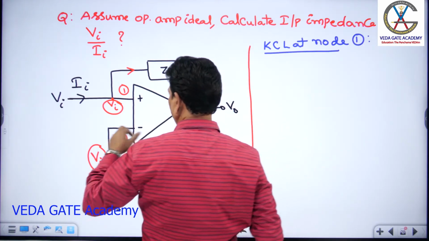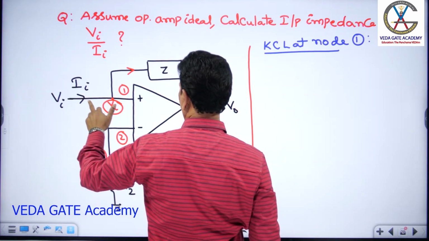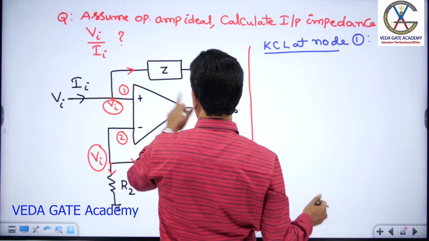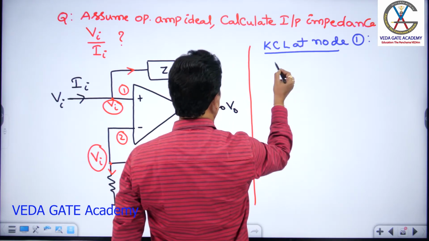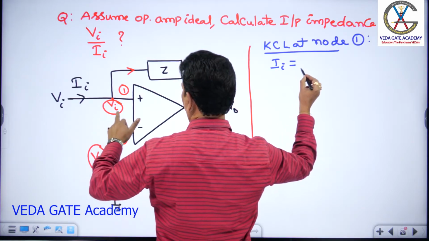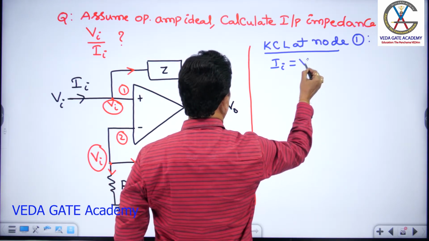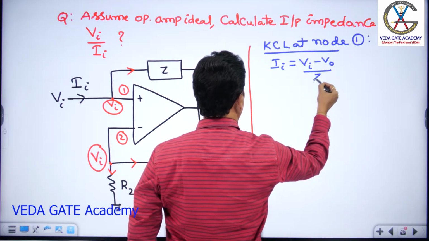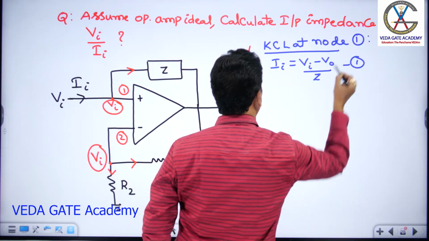Observe that the incoming current is Ii, and the outgoing current is Vi minus V0 by Z. So Ia, the incoming current, equals Vi minus V0 by Z. I keep this as equation 1.